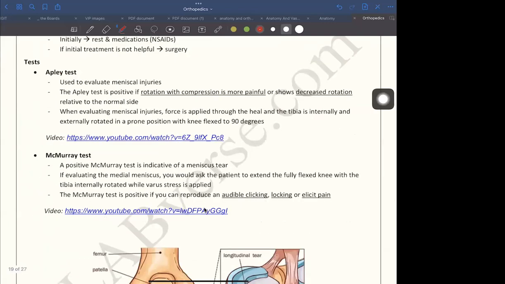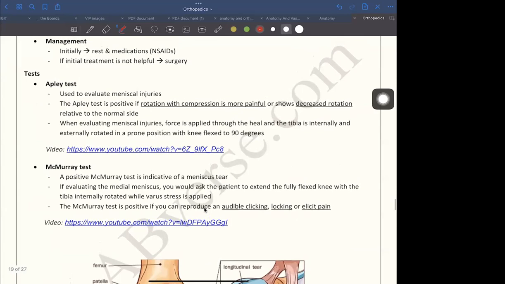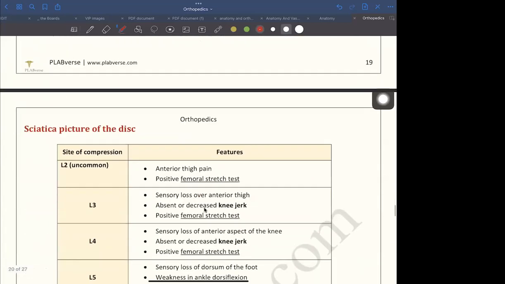Here, there are some tests, called the McMurray and Apley's tests. The best way to know about this, please watch the 2 videos we have included. It's part of the course. Just watch the videos and you will understand the exact examination.